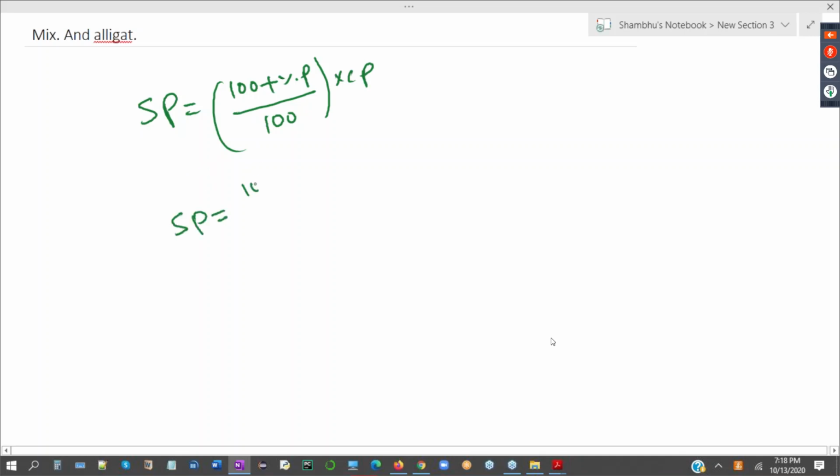So please, formulas and all, don't ask me. Revise after class. What is the formula for SP if profit percent is given? Okay, once I will remind the formula. SP is equal to 100 plus profit percent divided by 100 into CP if profit is given, Gautam. And the selling price formula is 100 minus percent loss divided by 100.